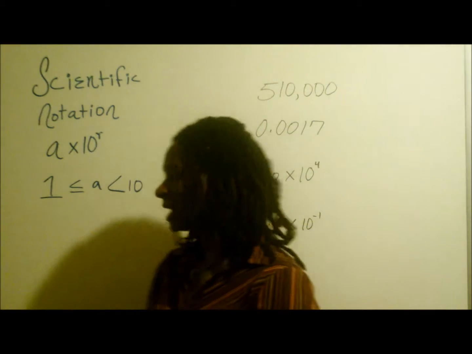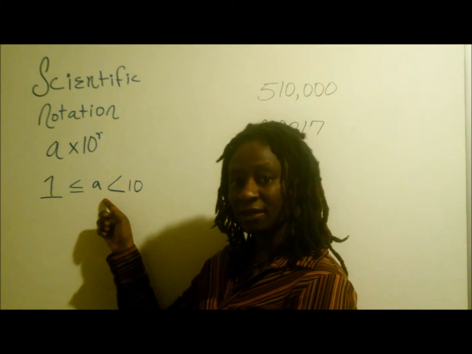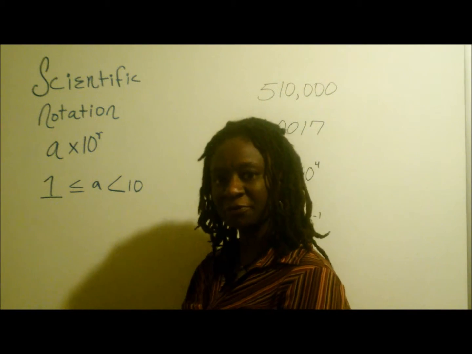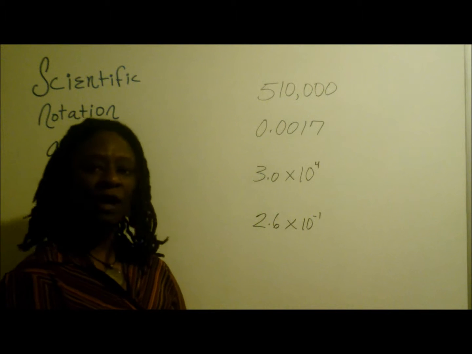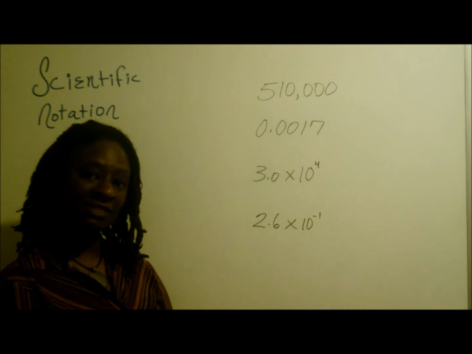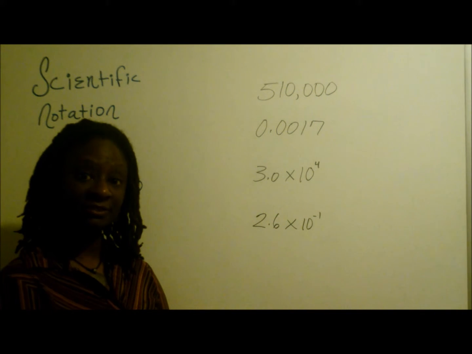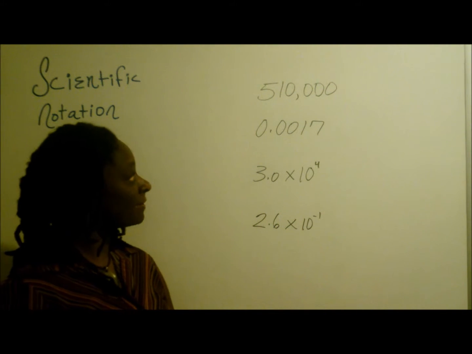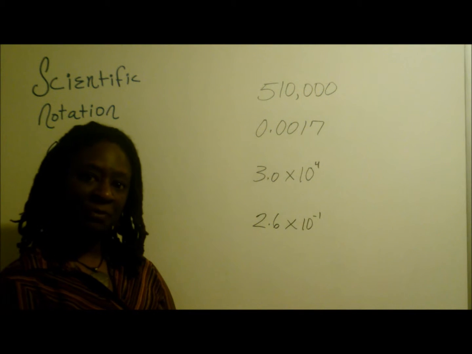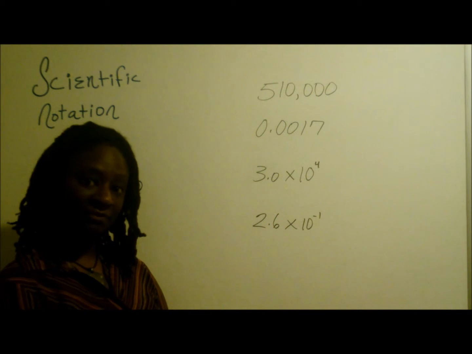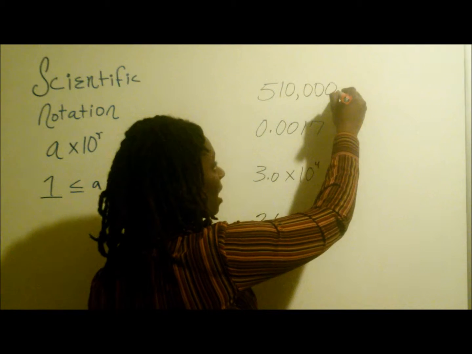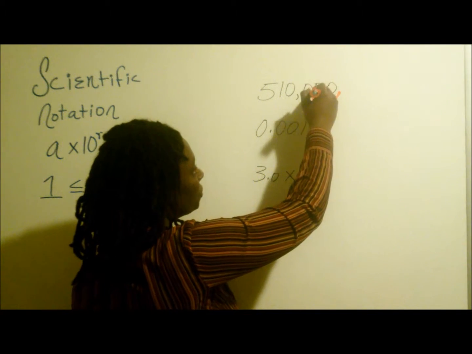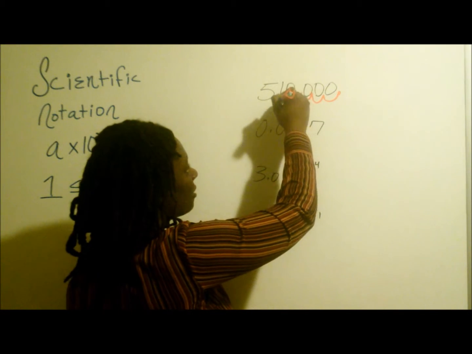The rule says that A has to be between 1 and 10. So let's take a look at our numbers. How do I turn 510,000 into scientific notation? It's very simple. Since this is a big number, we're going to start at the decimal place and go to the left. We count the spaces in between. 1, 2, 3, 4, 5.